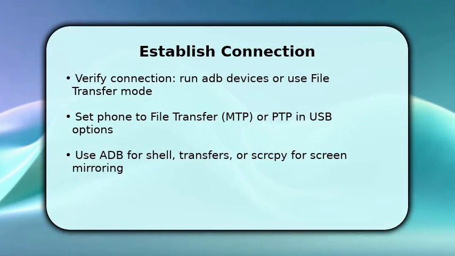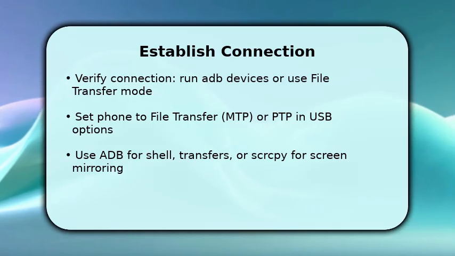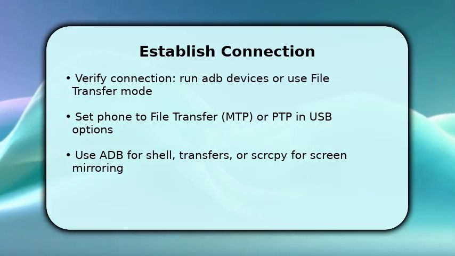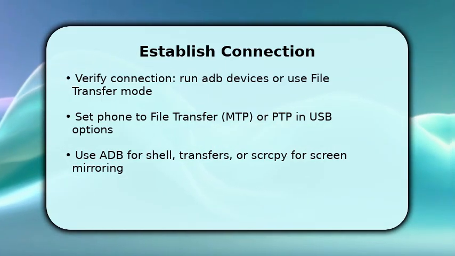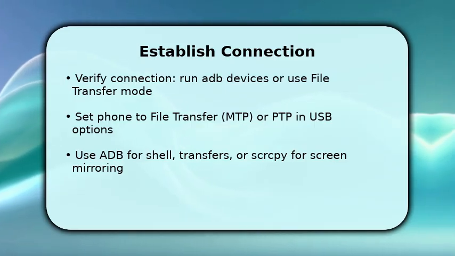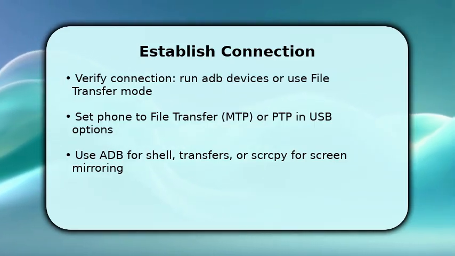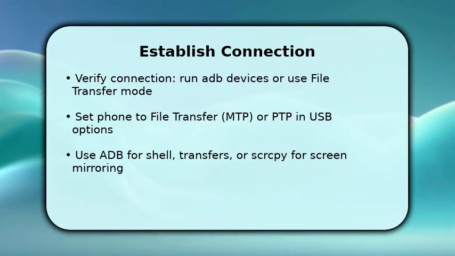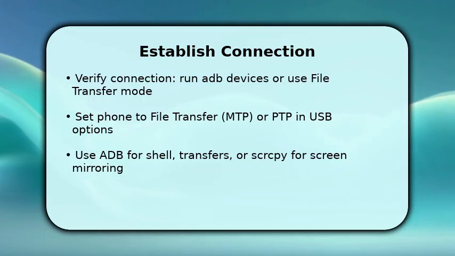Once the phone is authorized, confirm the link. Open a terminal and run adb devices to see your Pixel listed, or switch the phone's USB mode to file transfer to access files directly. For advanced control, use ADB commands for backups, debugging, or sideloading. This works because ADB speaks to Android over the authorized USB channel.